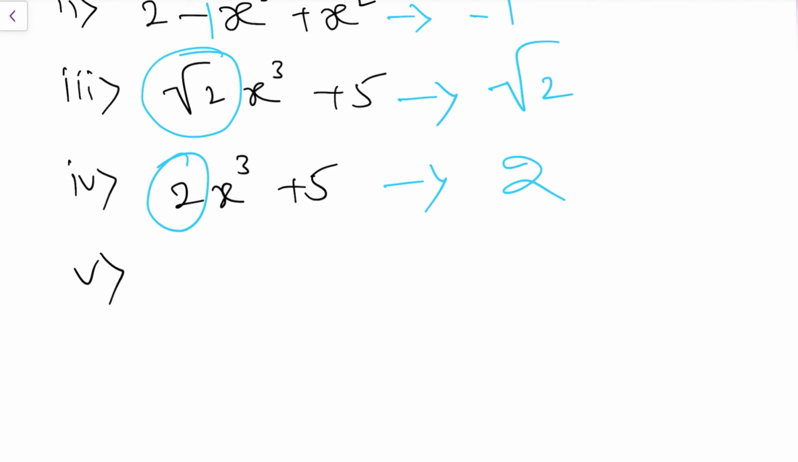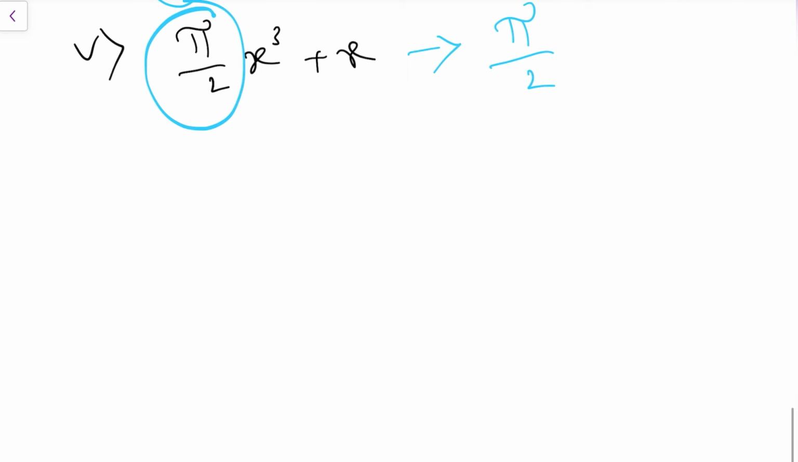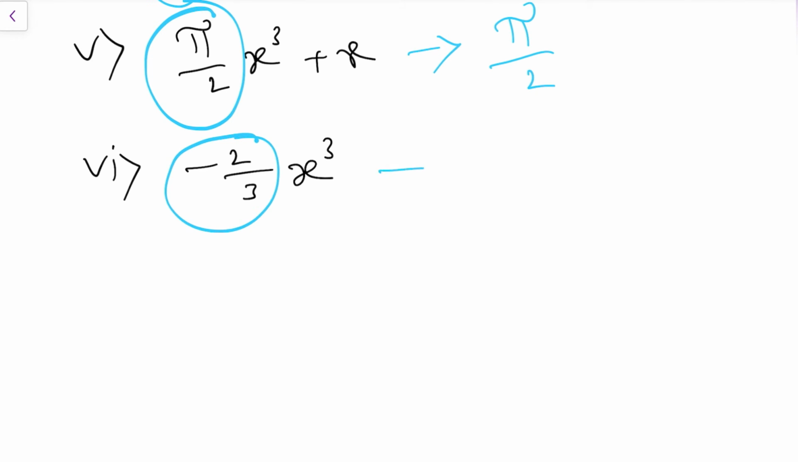Next, question number 5. Pi by 2 x cube plus x. Here before x cube pi by 2 is there, then the x cube coefficient will become pi by 2. Next, question number 6. Minus 2 by 3 x cube. Here before x cube minus 2 by 3 is there, then the coefficient will be minus 2 by 3.